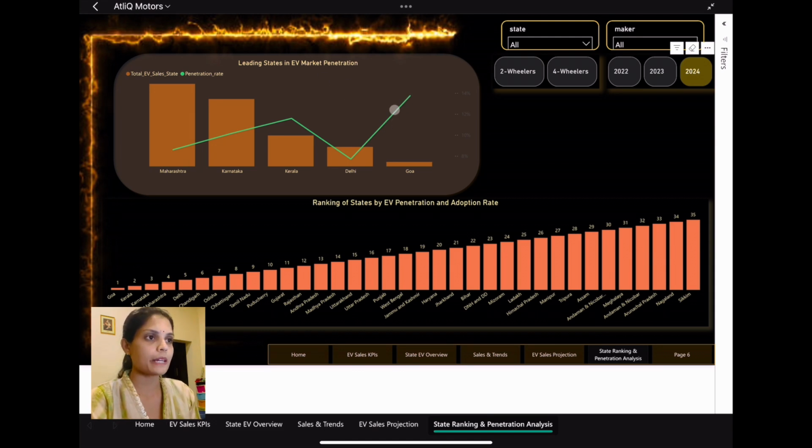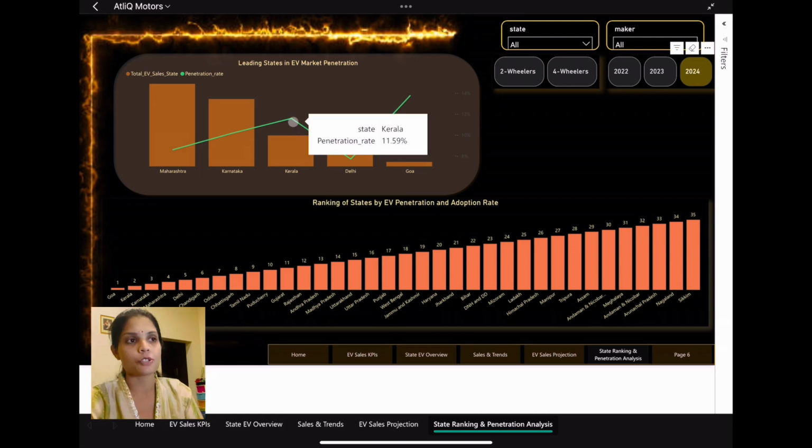Next, coming to state ranking, Goa's high EV adoption rate of 13.75% despite smaller total sales highlights a strong local demand driven by supportive policies and a tech-savvy population. This makes Goa an ideal market for targeted marketing and early product launches.